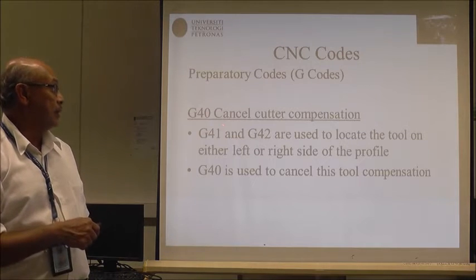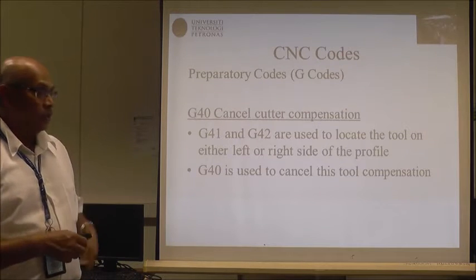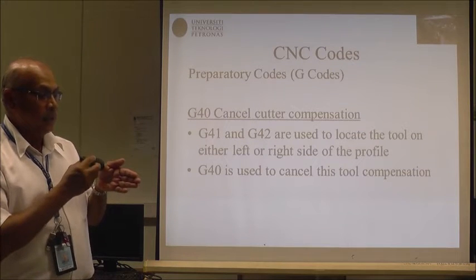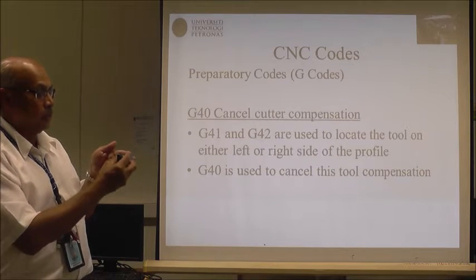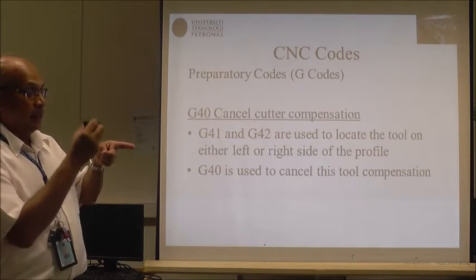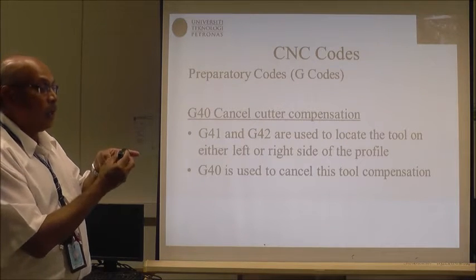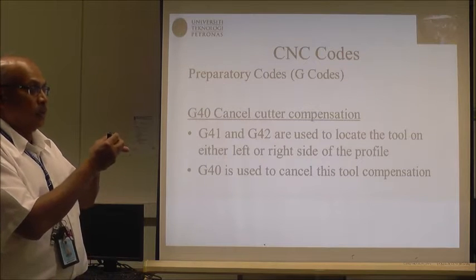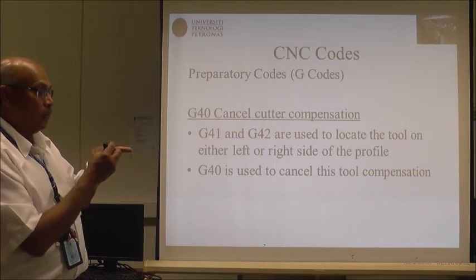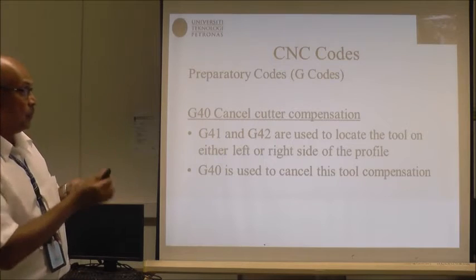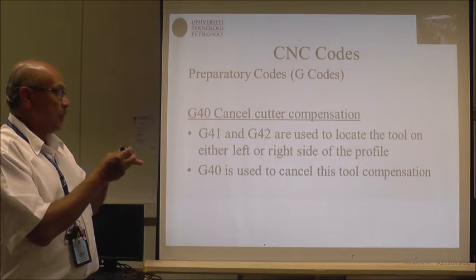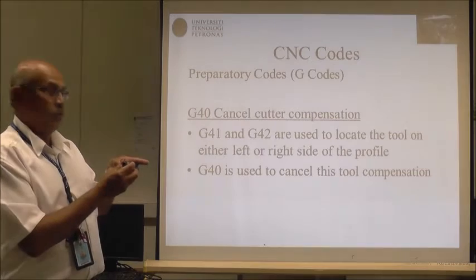G40, cancel cutter compensation. Alright, so when you give a drawing of a rectangle and you give the coordinates, the tool will move from point 1 to point 2, point 3, point 4 and back. Yeah, but the important thing is that if there's a line, does the tool move on the line or outside the line to the top, or outside the line to the bottom? So if you cancel, meaning the center of the tool will follow the center of the line. If you use G41, the tool will offset to the top. If a G42, it will offset to the bottom.